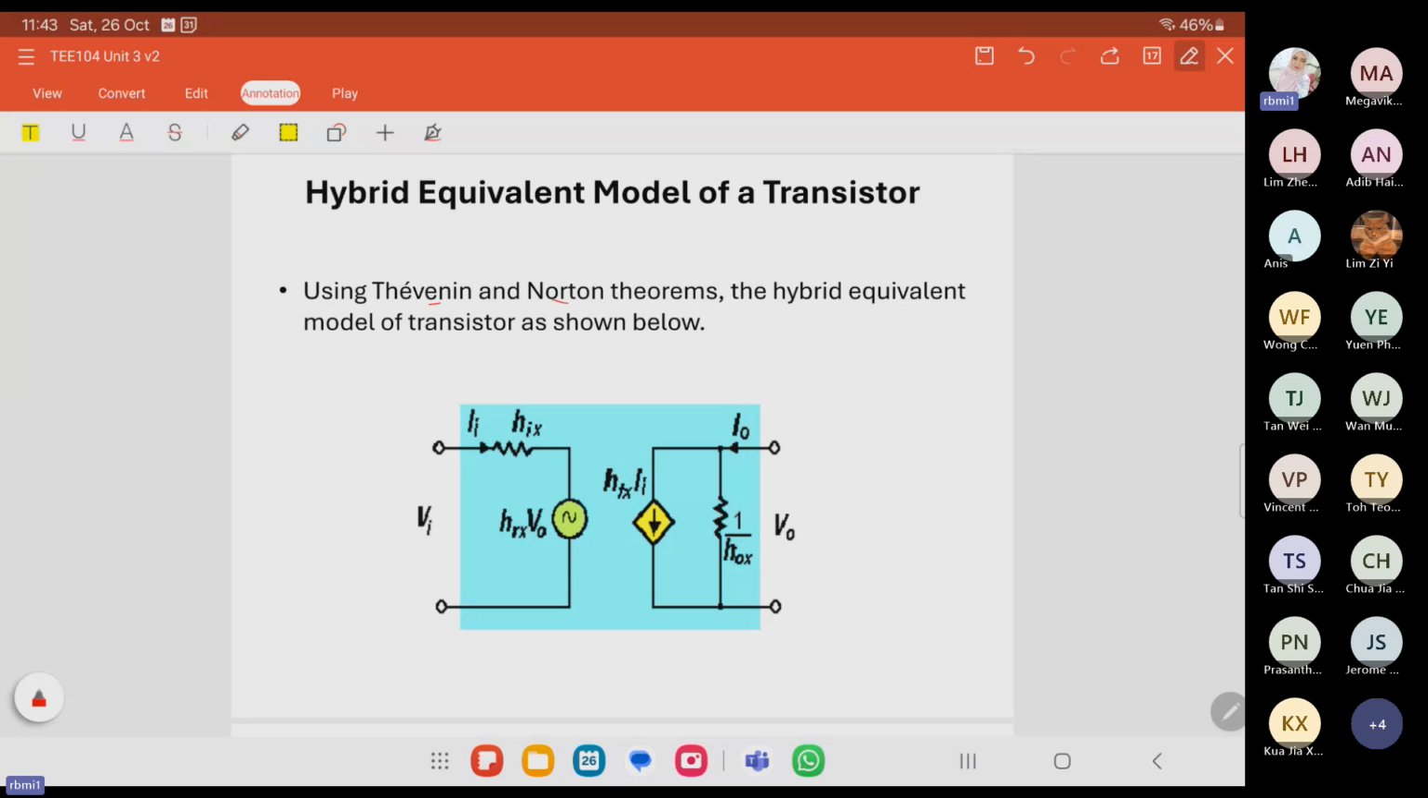The typical value of hrx here for a good transistor is in the region of 10 to the power of -4, a very small value. Thus, the voltage source hrx V out can be assumed to be 0 in most circumstances, because of the small value. From Ohm's law, V equals IR, and I equals V over R, equals V out over 1 over hox. This one is I out.